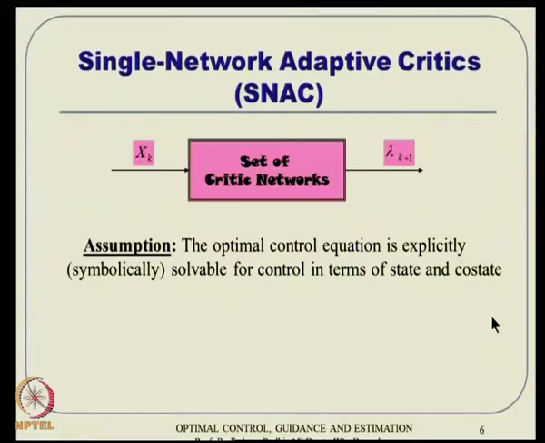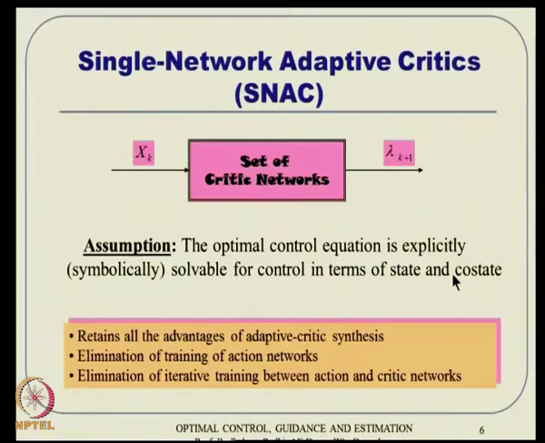Now coming to these single network adaptive critic ideas, we have to synthesize a set of neural networks in such a way that given x_k information, we should be able to find lambda_{k+1}. That is what the single network adaptive critic synthesis is all about. An assumption here is that the optimal control equation is explicitly or symbolically solvable for control in terms of state and co-state. Obviously it retains all the advantages of adaptive critic, and it eliminates the action network from the training process and also eliminates the iterative training between action and critic.